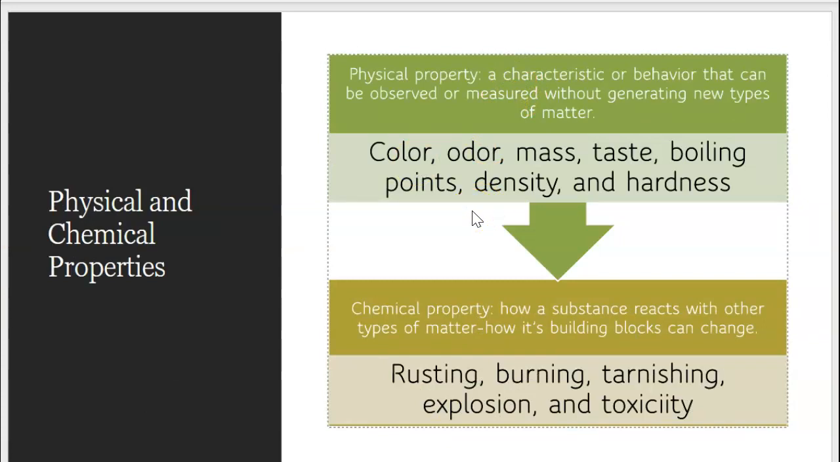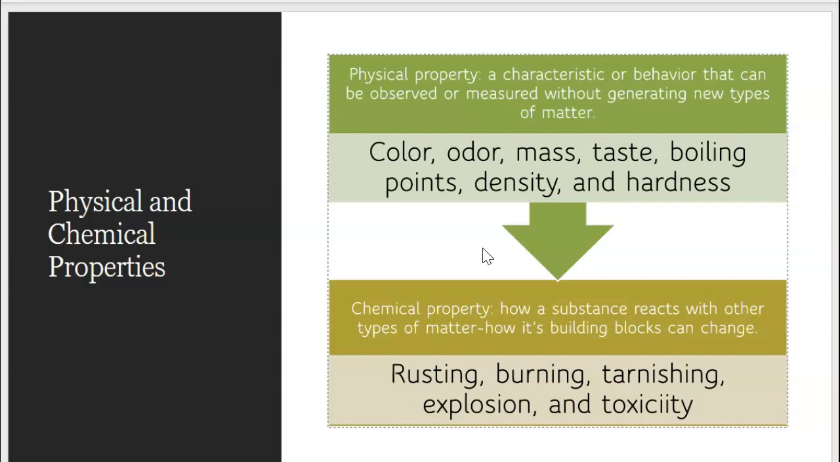Mass can be given different physical and chemical properties. So a physical property is a characteristic or behavior that can be observed or measured without generating new types of matter. So this would include color, odor, mass, taste, boiling points, density, hardness. These are physical properties. So these are things you can measure that don't change the makeup of the matter, okay?